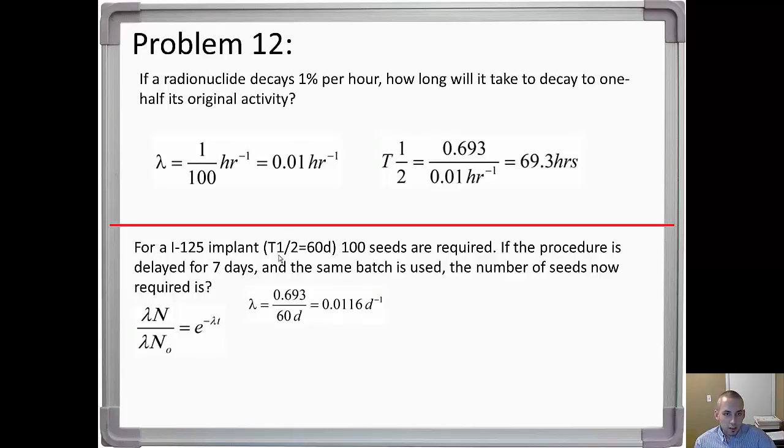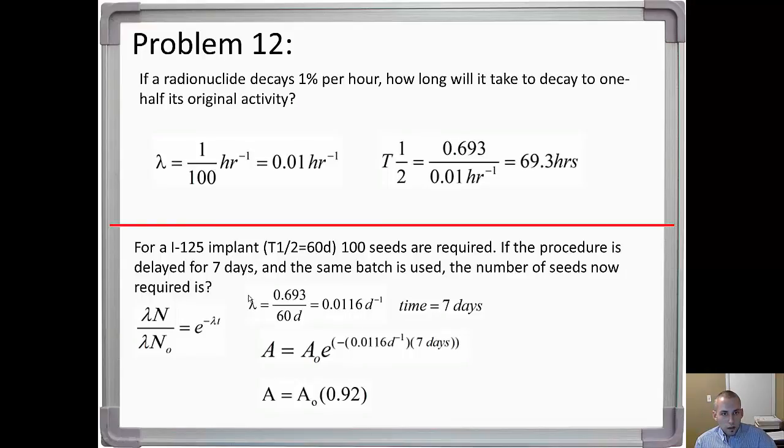Let's calculate the decay constant, and we'll do it in days because the time is in days. So 0.693 over 60 days. Time, 7 days. So here we can work out this value. So we get 0.92.